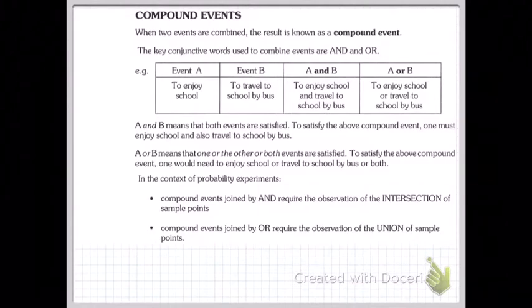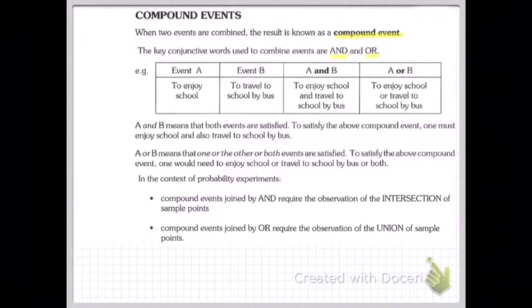Alright, so let's talk about compound events. What I suggest you do is pause the video and read through this slide and then resume, and I'll give some commentary. Alright, so when two events are combined, the result is known as a compound event.